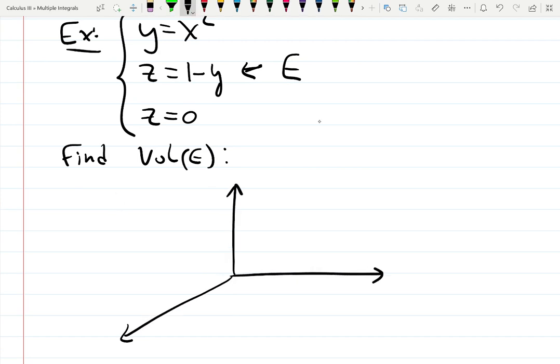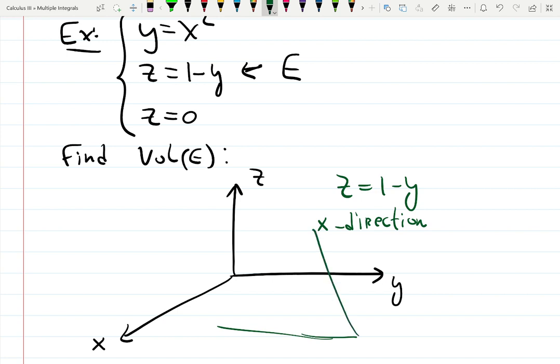X, y, and z. The plane z equals 1 minus y is going into direction of x, because x can be anything here. So this is x direction, while z and y are fixed, x can be anything. So let's try to draw it something like this. A plane.